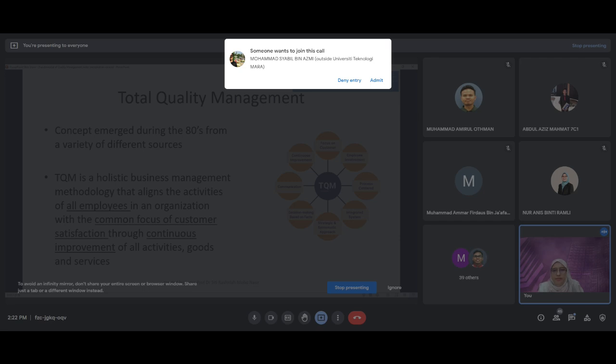TQM is a holistic business management methodology that aligns the activity of all employees, focusing on customer satisfaction through continuous improvement of the product, goods or services. So TQM focuses on the customer, employee involvement, process-centered, integrated system, strategic and systematic approach, decision making based on fact, communication, and continuous improvement.